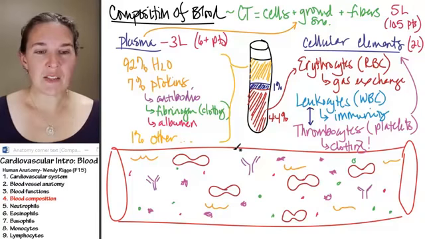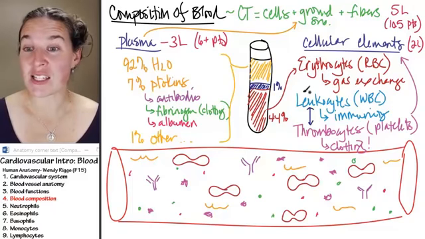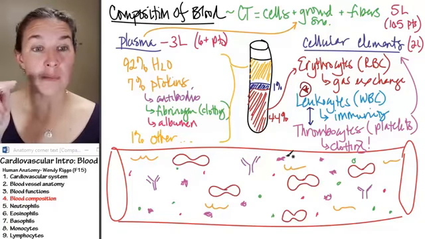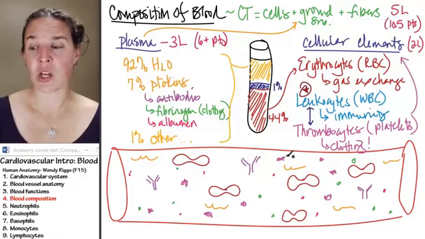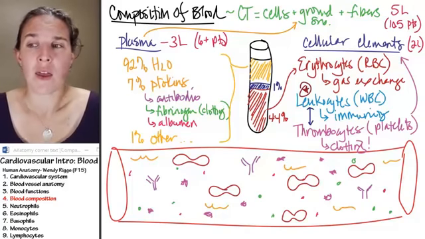For the rest of this lecture, we're going to break down our leukocytes. For having just a measly 1% of all of our blood made up of leukocytes, we're going to spend a good chunk of time talking about each one individually and how they function.